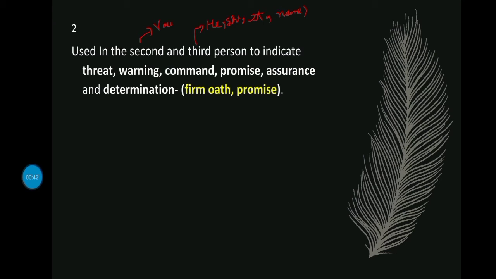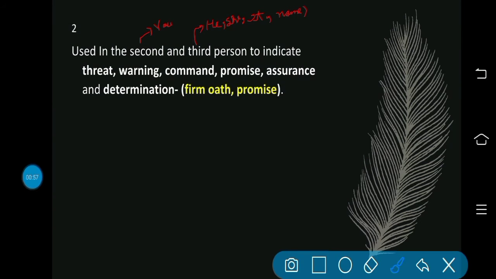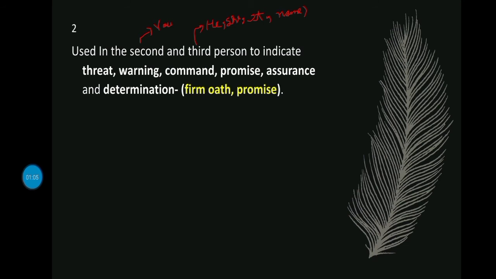Command means to give an order, and promise means to ensure someone about something. Assurance is similar to a promise. And determination is firm resolve and promise. We generally use determination with ourselves. So let's see examples.